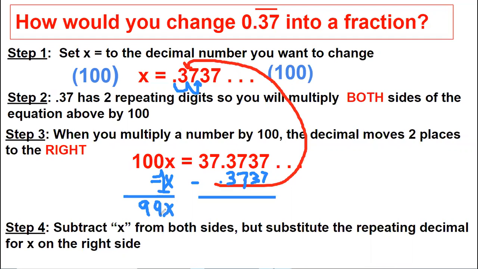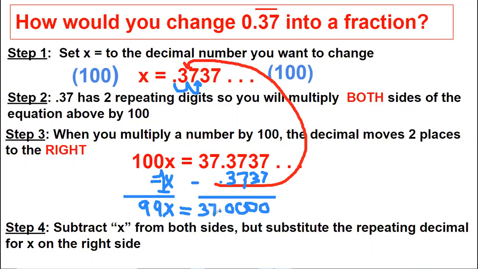So now we have 99x on the left, and on the right, what are we going to have? Well, we have 37.3737 minus 0.3737. Well, let's see what happens. 7 minus 7 is 0. 3 minus 3 is 0. 7 minus 7 is 0. 3 minus 3 is 0. Decimal point, 37.